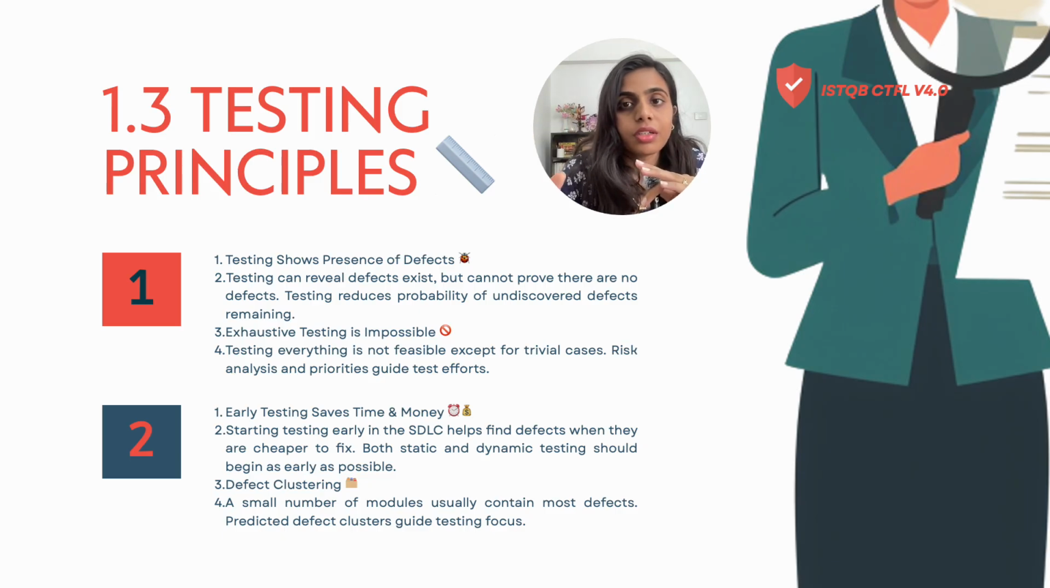The fourth was tests wear out, which was the pesticide paradox. The fifth one was testing is context dependent, okay? The sixth principle was defect clustering. Most of the defects are found in small components that lead to operational failures. And the last one, and the most important one, was absence of errors as a fallacy, which focuses on doing validation also along with verification. So this was module 1.3.